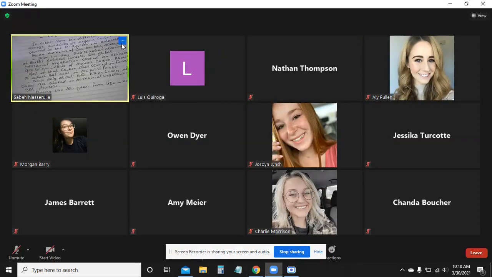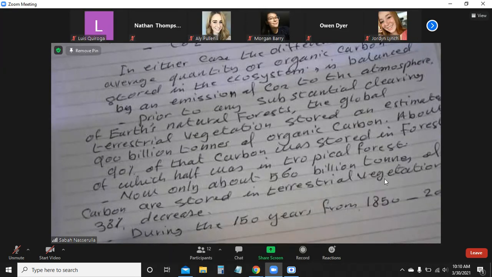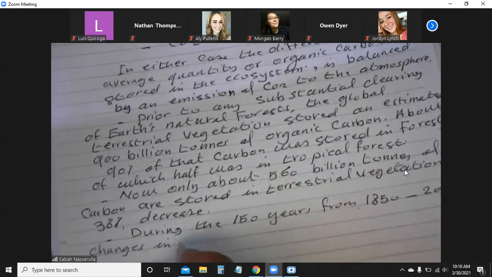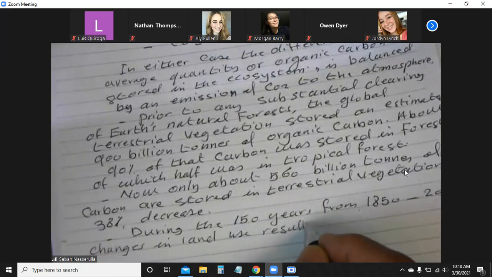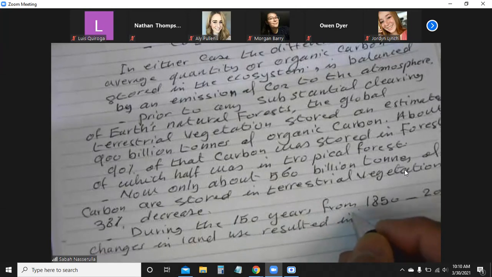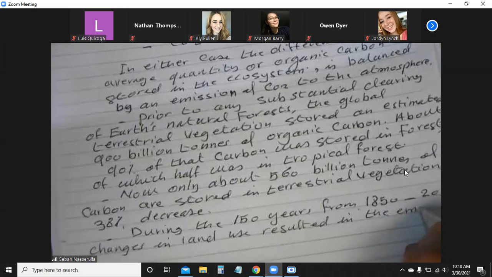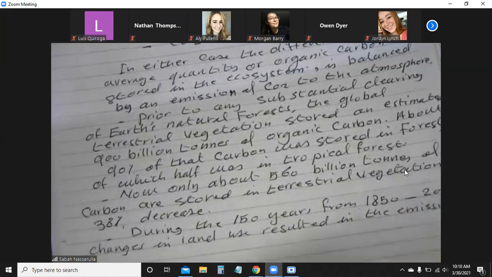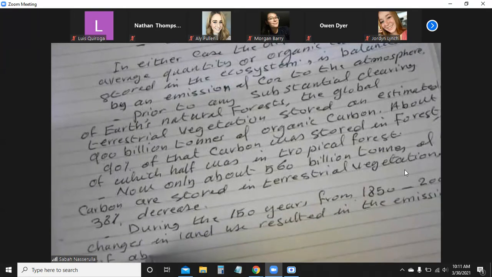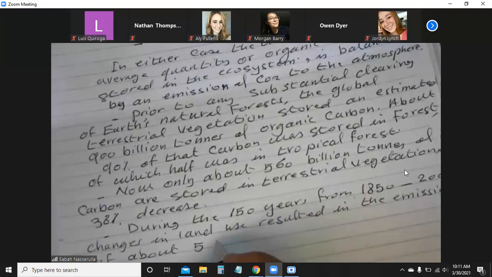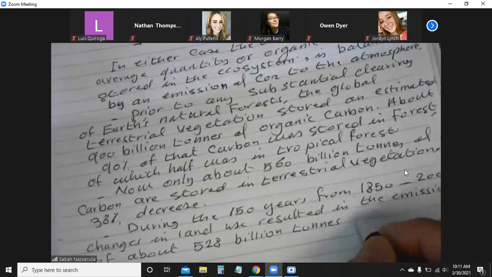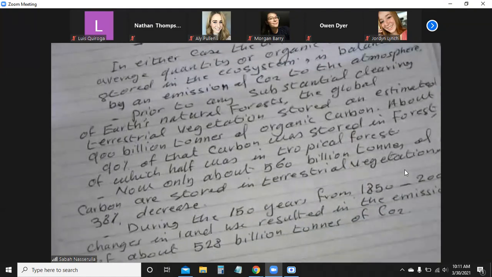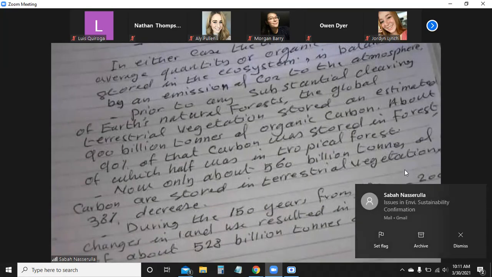Simply, in that period of time, changes in land use resulted in the emission, in that period, of about 528 billion tons of carbon dioxide.